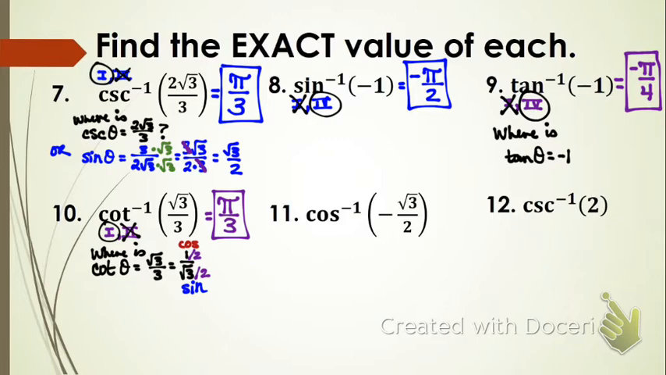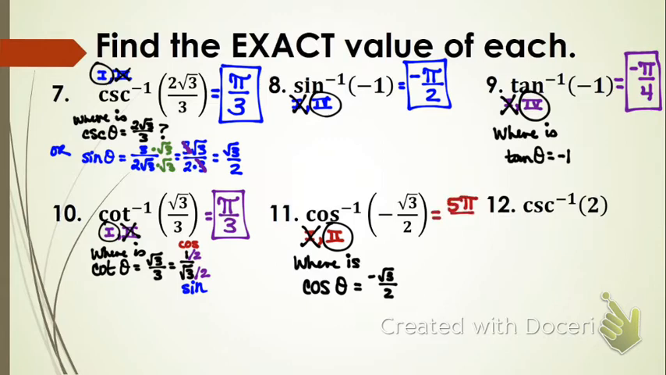Number 11. Where am I allowed to look? 1 and 2. Where am I? 2. So where is cosine of theta in quad 2 equal to negative radical 3 over 2? 5 pi over 6.